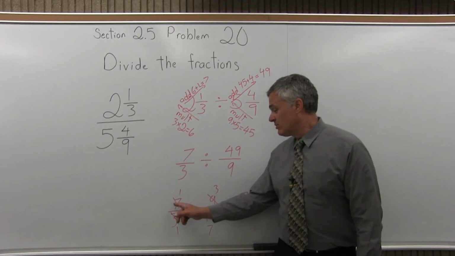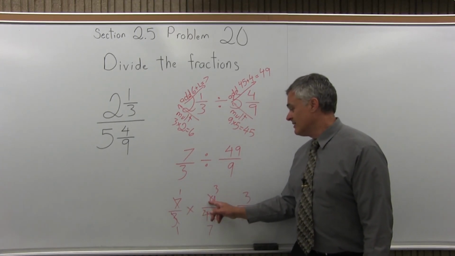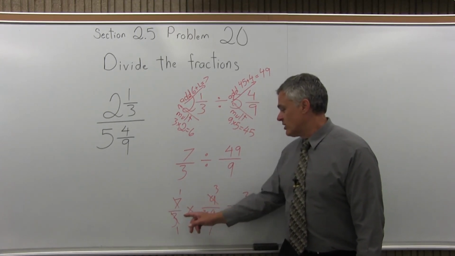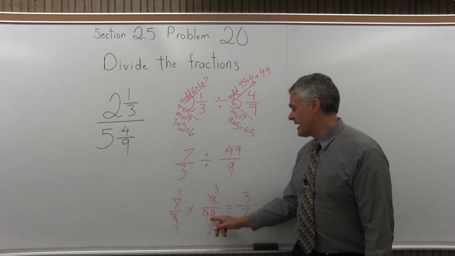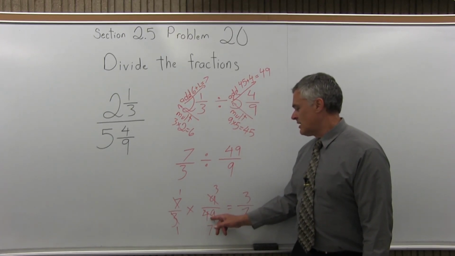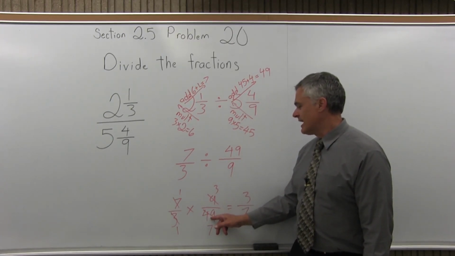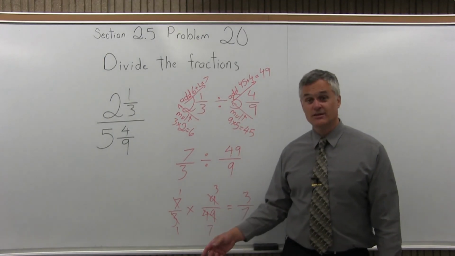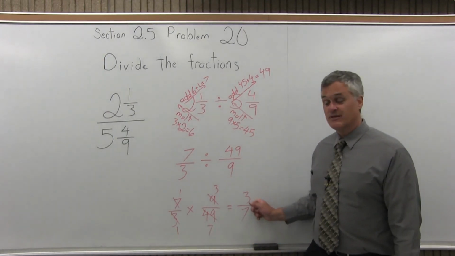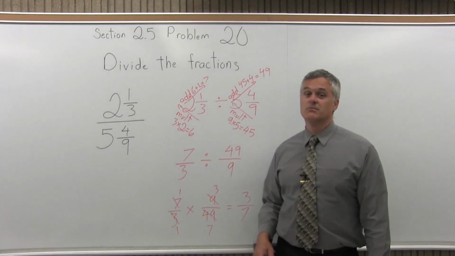Now if I had multiplied 7 times 9, and then that would be 63 over 3 times 49, which I think is 147, and you reduce it, it would reduce to the same 3 over 7. But pre-reducing is much easier.